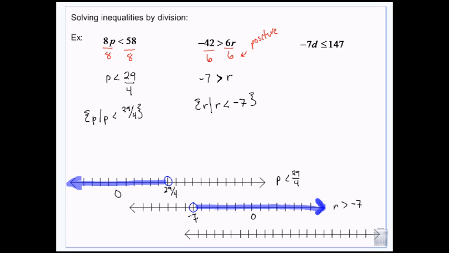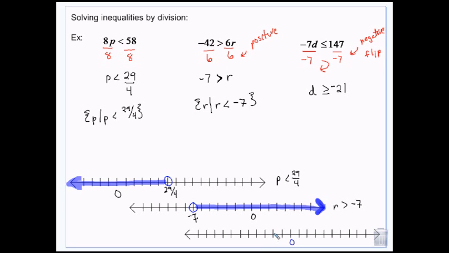And then here we're finally dividing by a negative. So we're going to flip our inequality because we're dividing by a negative, and D is going to be greater than or equal to negative 21. So we flip. The rule is that whenever you divide or multiply by a negative number, the negative carries to both sides.